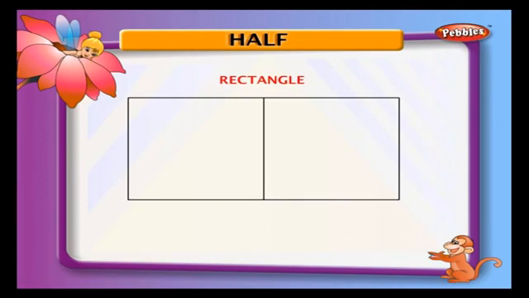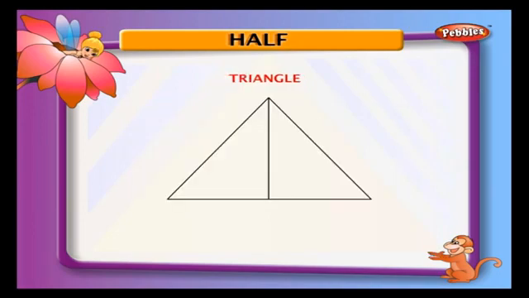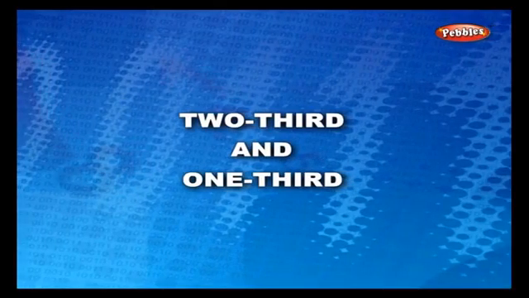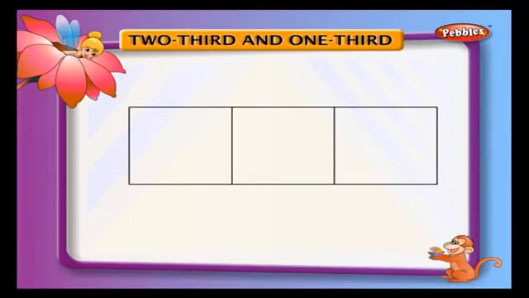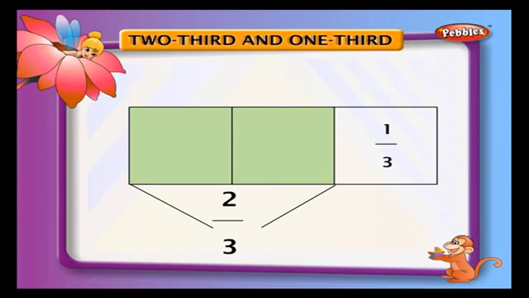In this rectangle, the portion which is colored is a half and the portion which is not colored is another half. In this triangle, the portion which is colored is a half and the portion which is not colored is another half. 2/3 and 1/3. This rectangle is divided into 3 parts. Here, 2 of the 3 parts are colored. The colored portion is called 2/3 and is written in numbers as 2 by 3. The uncolored portion is called 1/3 and is written as 1 by 3.